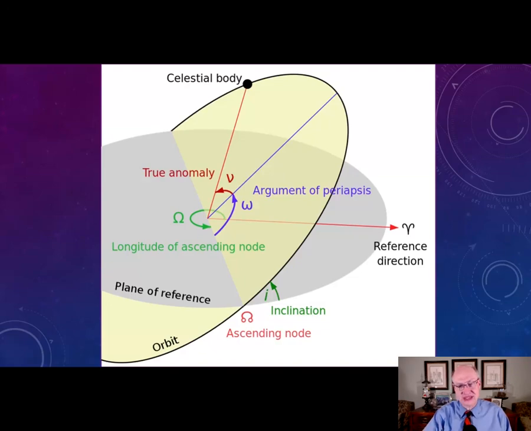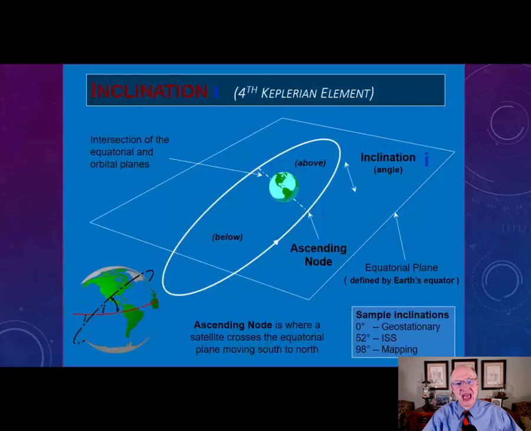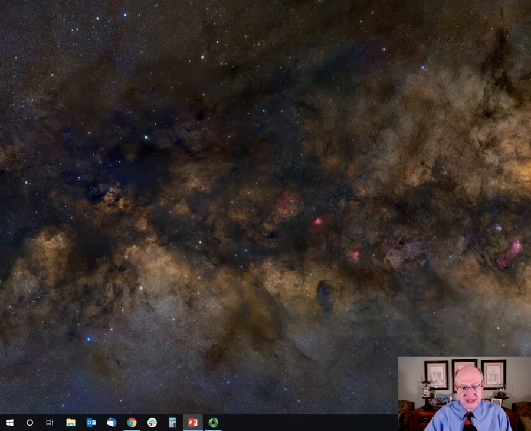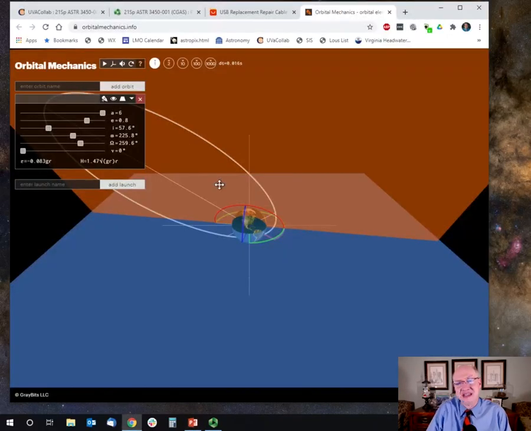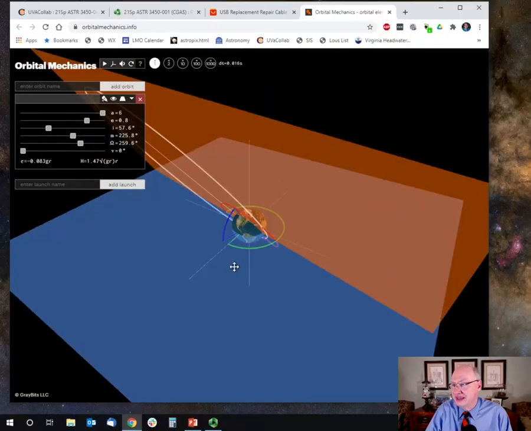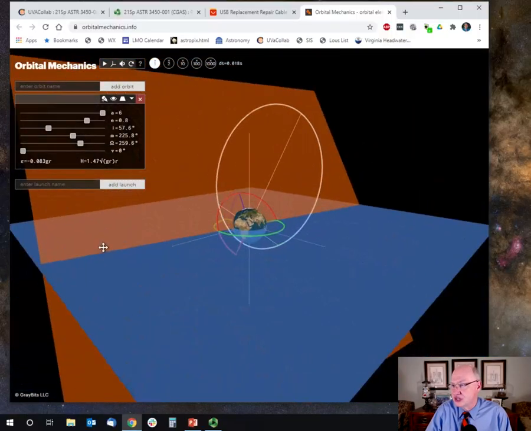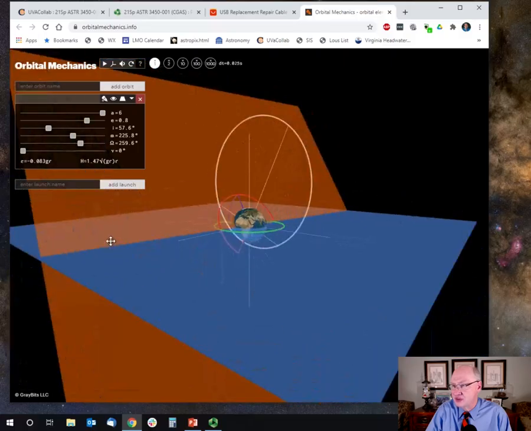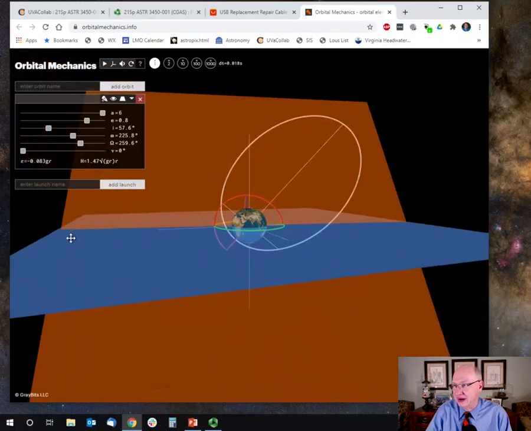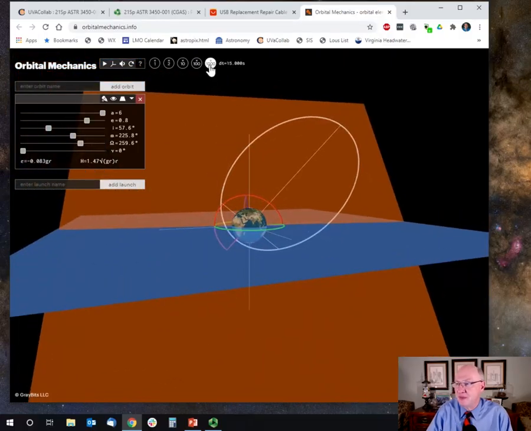So a separate issue with these orbital elements is to keep in mind that as an object orbits, the orbit remains constant, and the Earth rotates underneath it. So I'm going to switch this around a little bit so that we get a better view of the orbit of the Chandra X-ray Observatory here. And then I'm going to speed up time. As I speed up time, you will notice that the Earth is turning. It's going 1,000 times faster than real time here. And what you'll notice is that the orbit stays the same and the Earth rotates underneath the orbit.